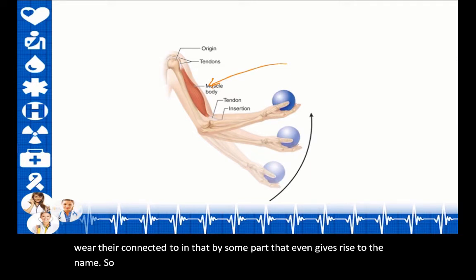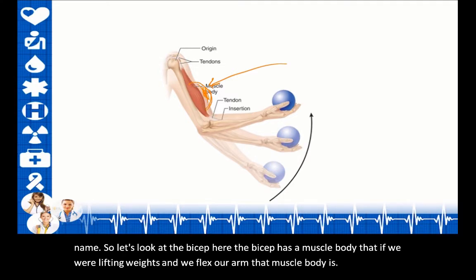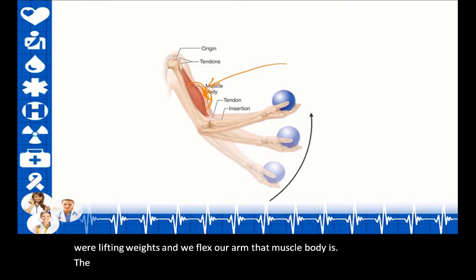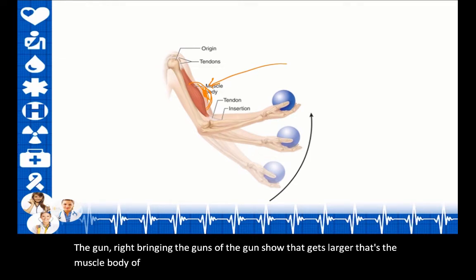The bicep has a muscle body that, if we're lifting weights and we flex our arm, that muscle body is the gun, right? Bringing the guns to the gun show. That gets larger. That's the muscle body of the bicep. The bicep, though, is attached to bone, and it's really pretty fascinating how this works.